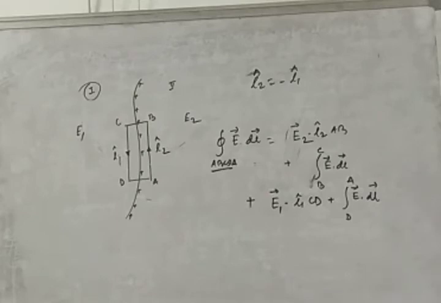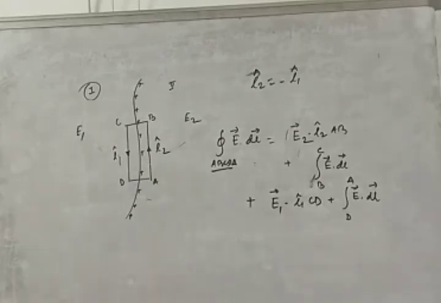Now again for C to D, this side is electric field E1, so E1 vector dot. We have to go from C to D. So along the path C to D, the unit vector is L1 hat into path length CD. This gives us the total CD vector, plus integration D to A, E dot DL.